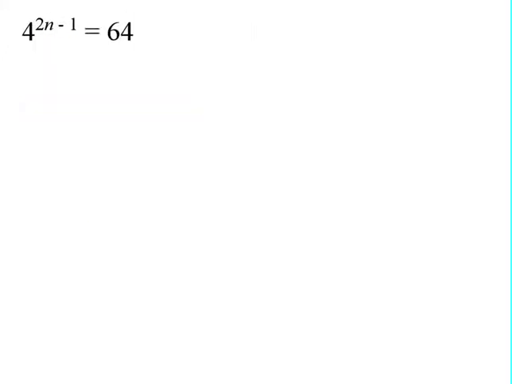Let's look at this one. I want you to try this one for me. 4 to the 2n minus 1 equals 64.